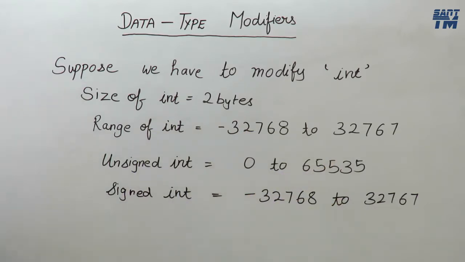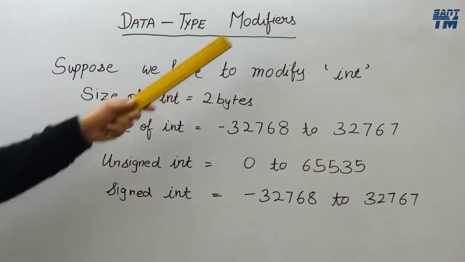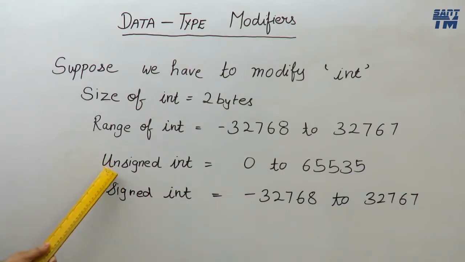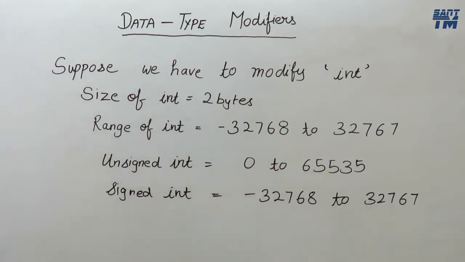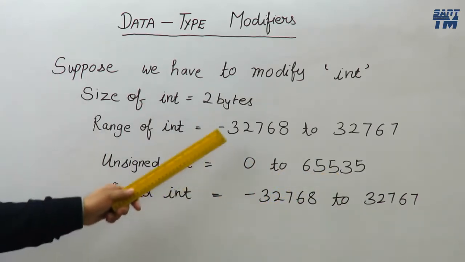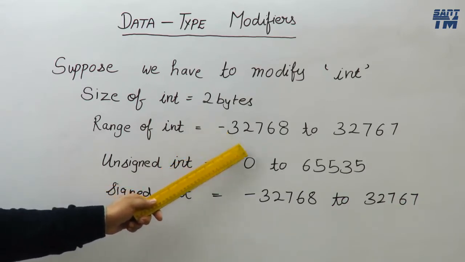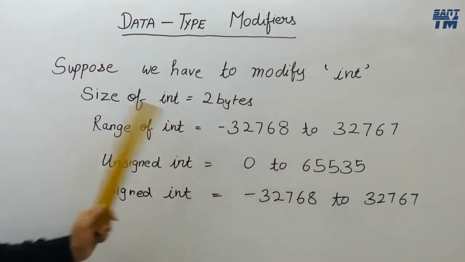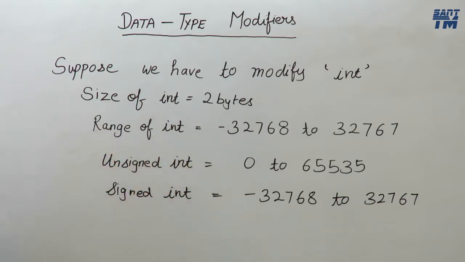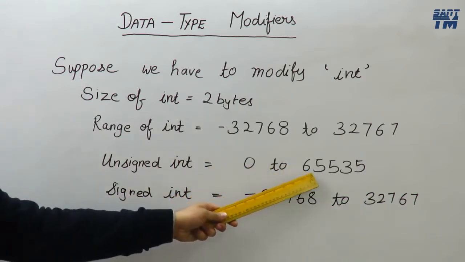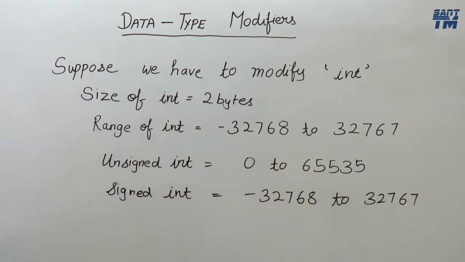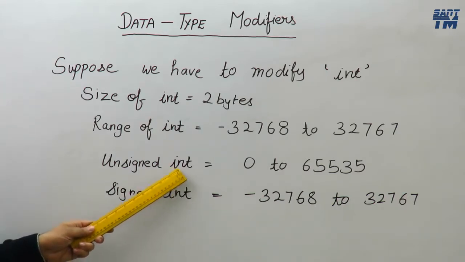Now we have to modify this range of int using a data type modifier. So we apply unsigned before int. Now unsigned int has a range of 0 to 65535. What it has done is, the negative range of the int is added to the positive range, and there is no negative number now. If we declare unsigned int a, then a cannot take any negative number, but it can take positive numbers up to this much value. So it has modified the capability of int.